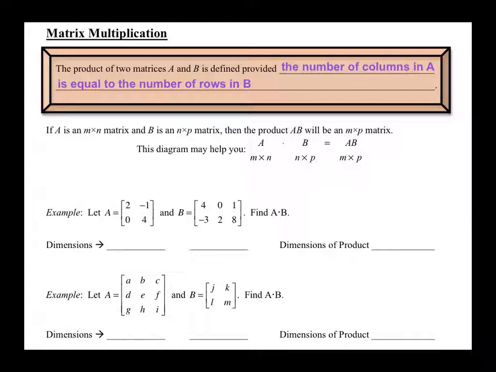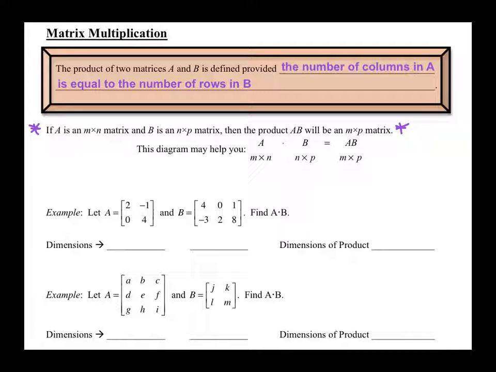For matrix multiplication, that's the operation we haven't looked at yet. It's not the same as adding and subtracting where the number of rows and columns has to be equivalent. When you're multiplying, because it's a certain type of distribution that you're doing, the number of columns in A has to be equal to the number of rows in B.